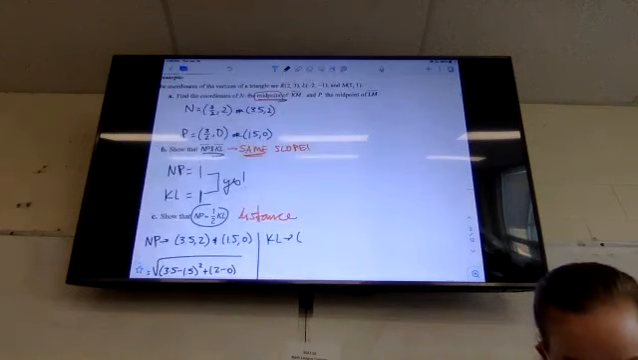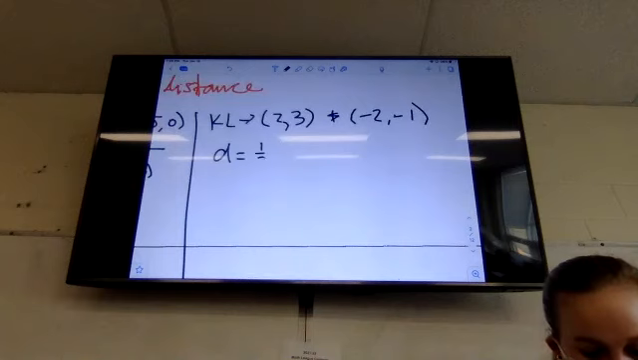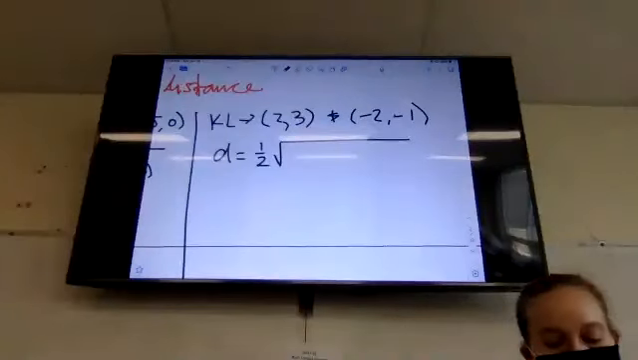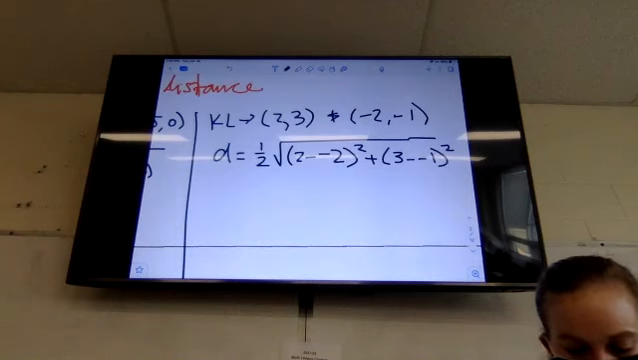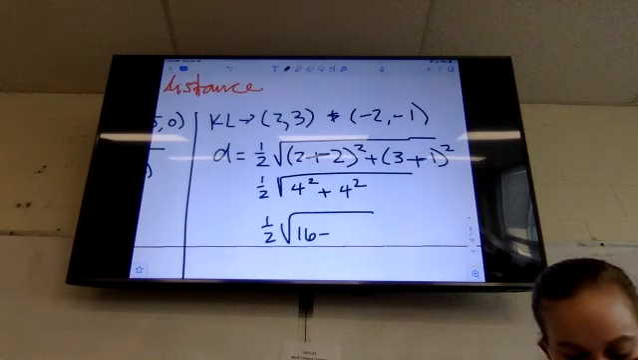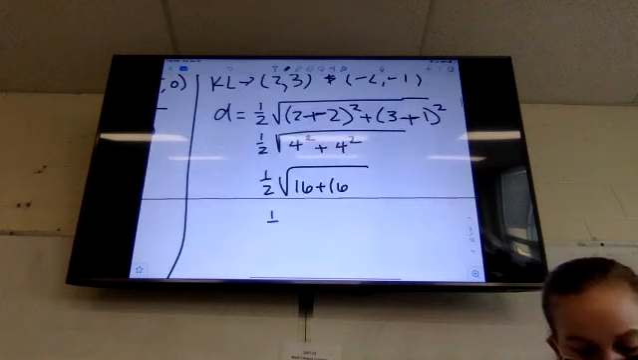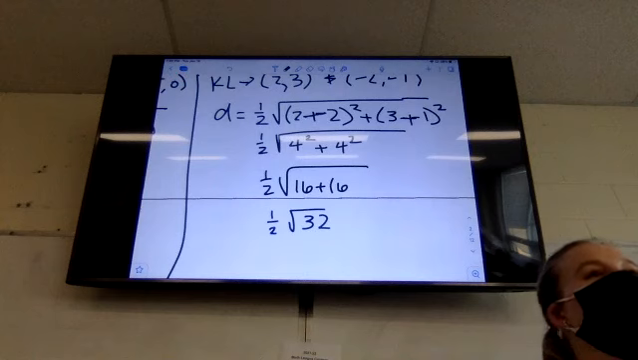See, K is 2, 3, and L is -2, -1. Okay. I have to remember this has to be 1/2 the distance. I'm going to do 1/2 whatever I find. So 2 minus negative 2 squared plus 3 minus negative 1 squared. 2 minus negative 2 is 4, so I've got 4 squared. 3 minus negative 1, oh, also 4, cool. 16 plus 16. All right, I get to 1/2 root 32.